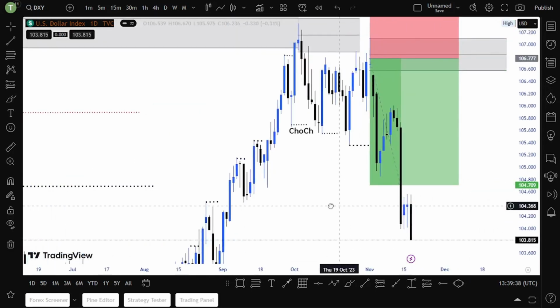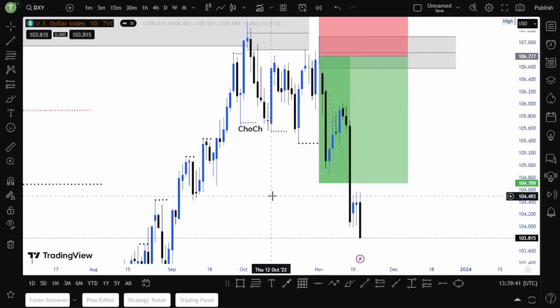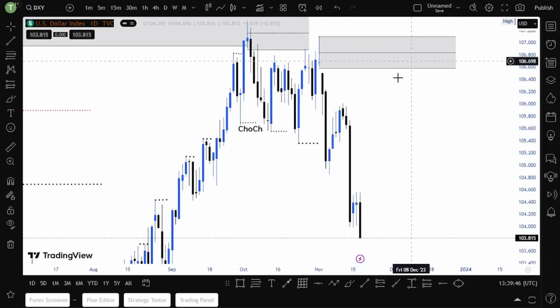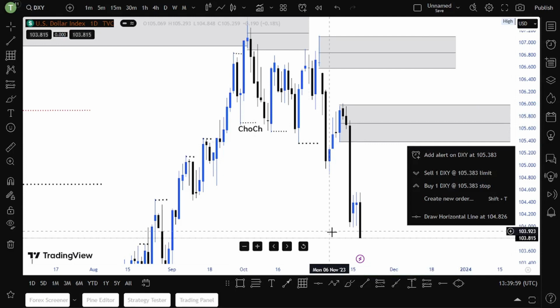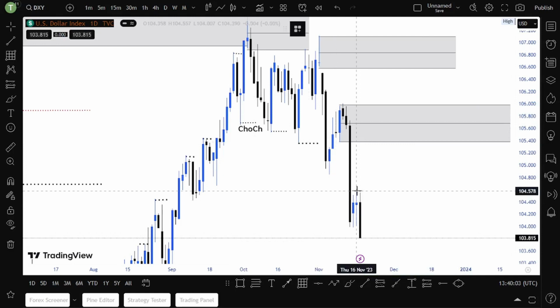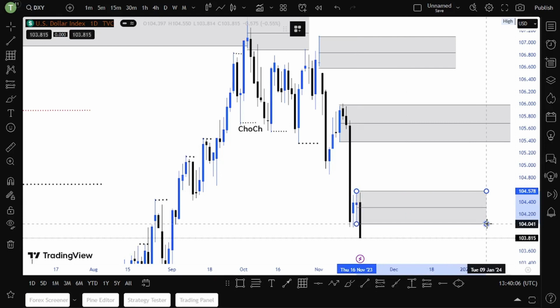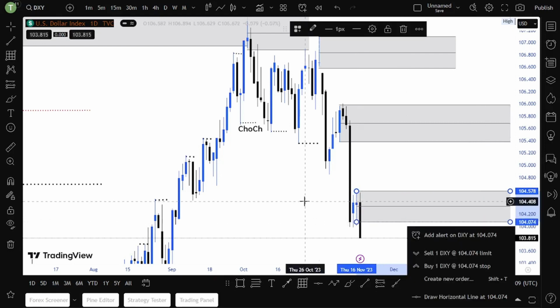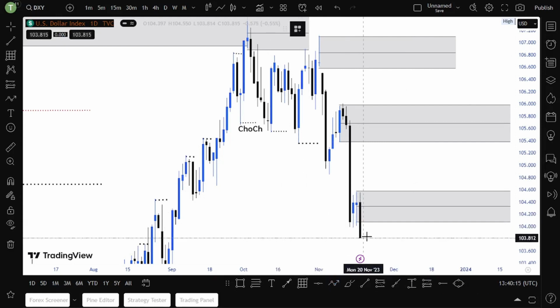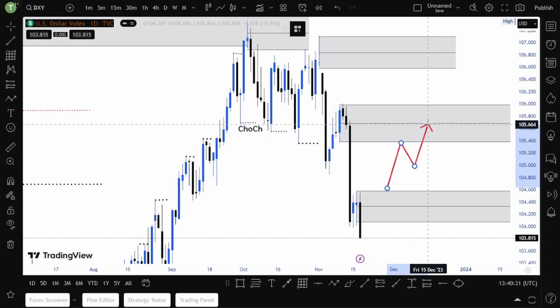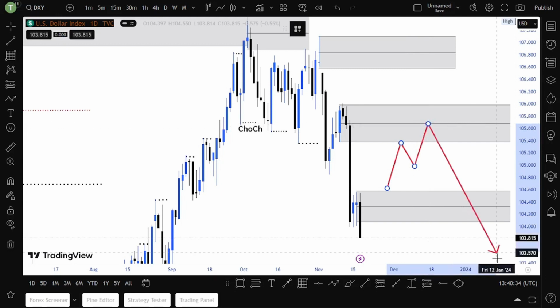So now where should we draw our next supply zones? This is our supply zone, and this is our second supply zone. That is where I would expect the market to reverse. If it breaks this supply zone, I would expect the market to pull back into this supply zone and then continue to the downside.